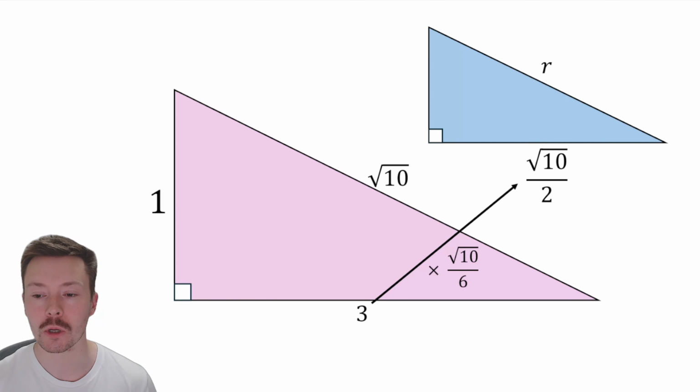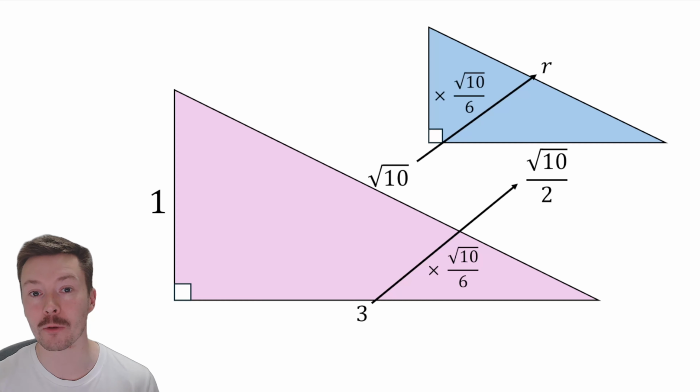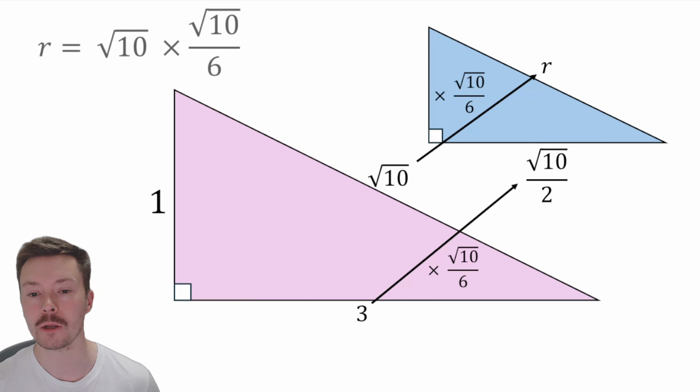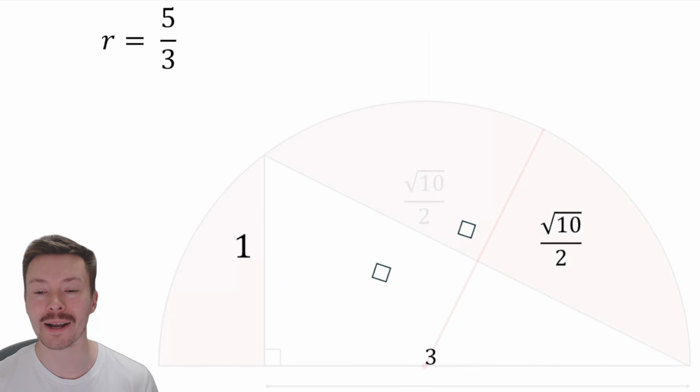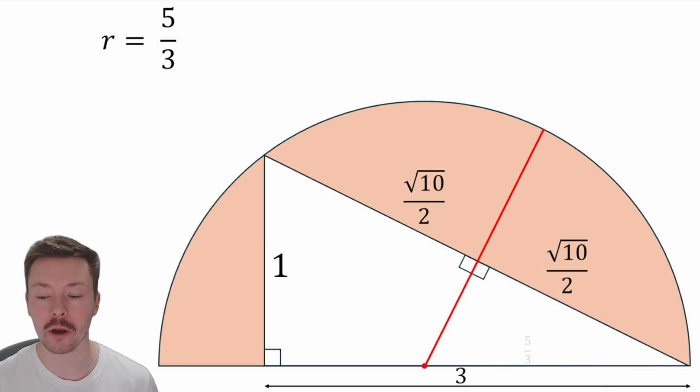So if we multiply the hypotenuse, root 10, of the pink triangle by the same thing, root 10 over 6, we will get the radius of the semicircle, or the full circle. So that will give us an answer of 10 over 6, which when you simplify is 5 over 3. So let's go back to the diagram. We know that the radius here is 5 over 3. So we'll put that on.